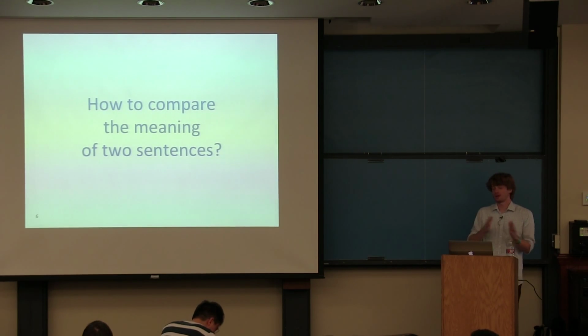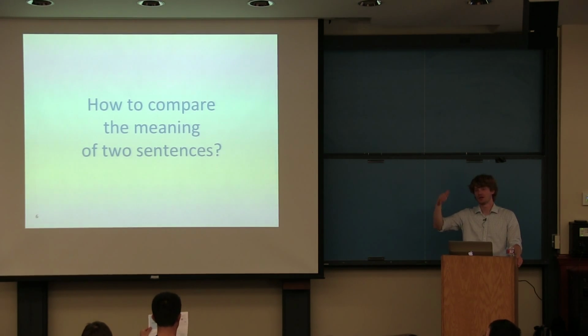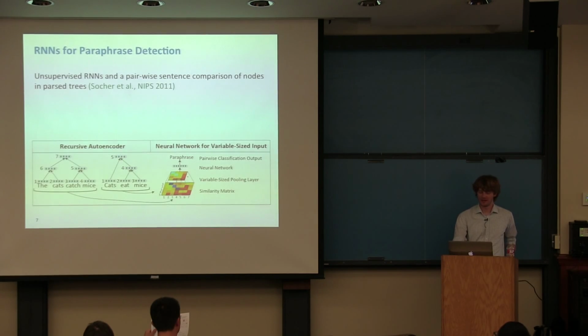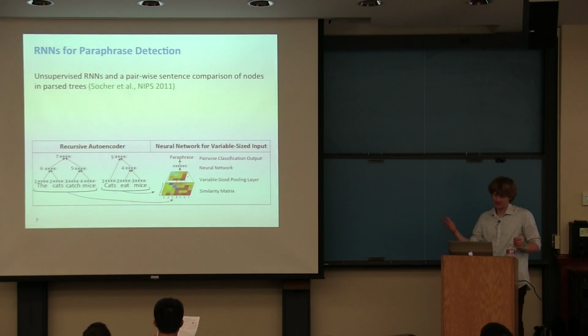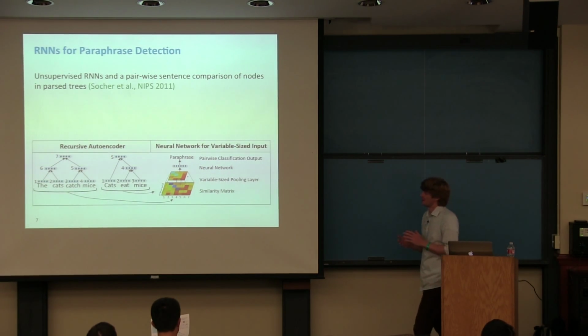So that leads us to the question of how we should compare the meaning of the two sentences. The simplest thing we could do is just take the last vector that we had computed in a recursive neural network. However, it turns out that if we use the standard plain recursive neural network we introduced in the last lecture, that's really not powerful enough. And so in this paper that I published in 2011, we actually used all the nodes of the tree, and we computed a comparison based on all the pairwise distances.